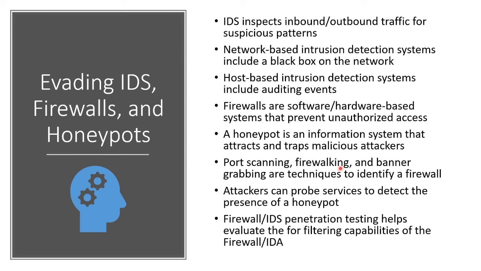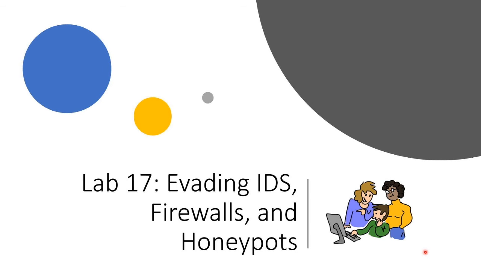Port scanning, firewalking, banner grabbing are all techniques used to try to identify a firewall, and they'll be used by your firewall detector, your firewall scanner. Attackers can try to probe services to detect the presence of a honeypot, and we saw a number of tools that'll do that. And you can do IDS and firewall and honeypot pen testing to help evaluate just these capabilities on the network. So let's get on to Lab 17, where we are attacking firewalls, IDS, and honeypots.